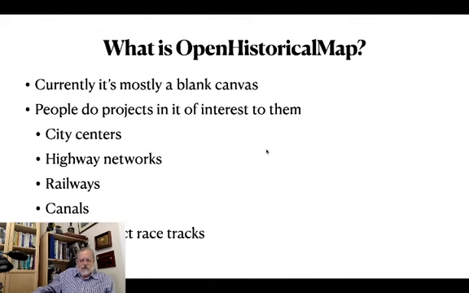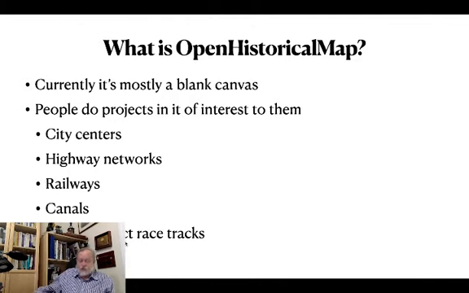So what is it? It's mostly a blank canvas, and people do projects in it that are of interest to them. They are often mapping city centers in the past, highway networks. There's some work being done on the Lincoln Highway, which was the first major transcontinental highway, predating the national highway system. A lot of work being done on railways. Canals are important in a period.